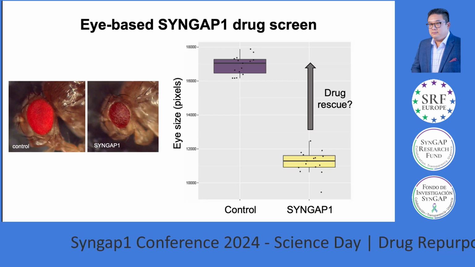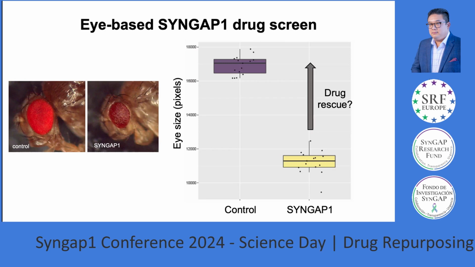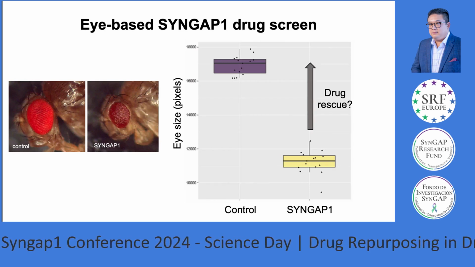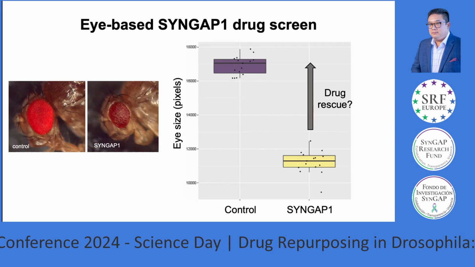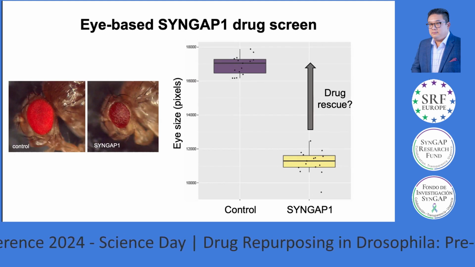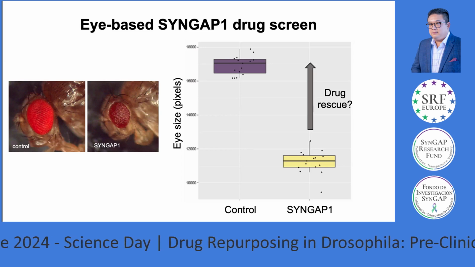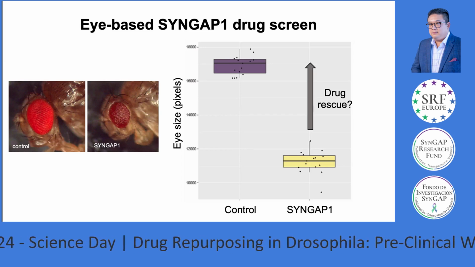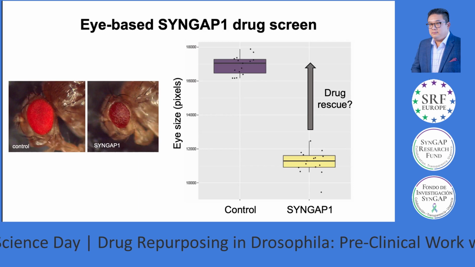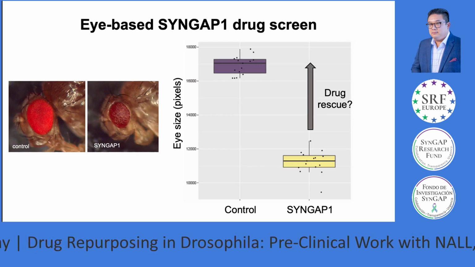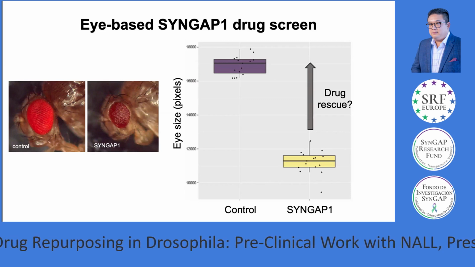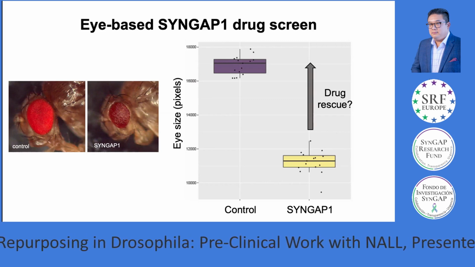So we ran this in 1,500 FDA approved drugs. We collected eye images from all those 1,500 drug treatments and measured them and generated a score for each of those drugs. And we got a list of about, I don't have my slides, so I can't remember the number anymore, but about 30 really exciting.